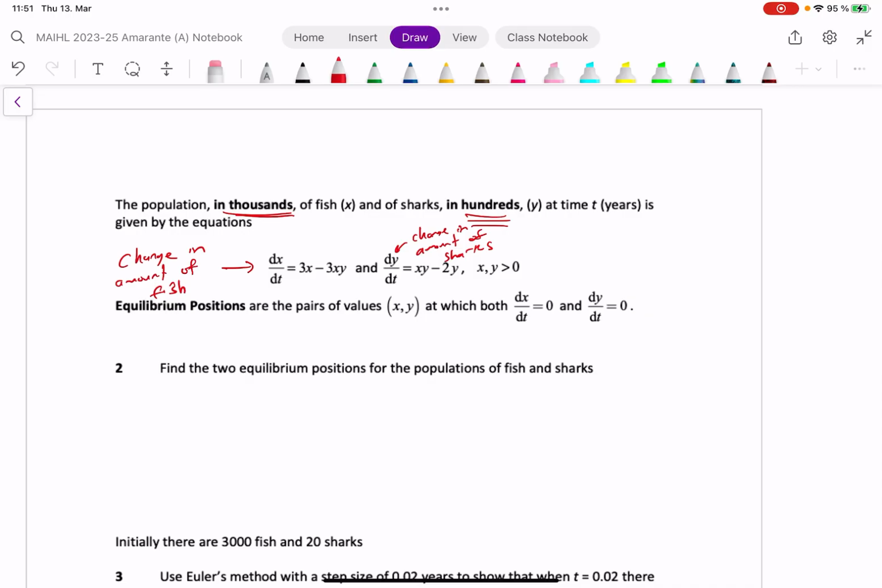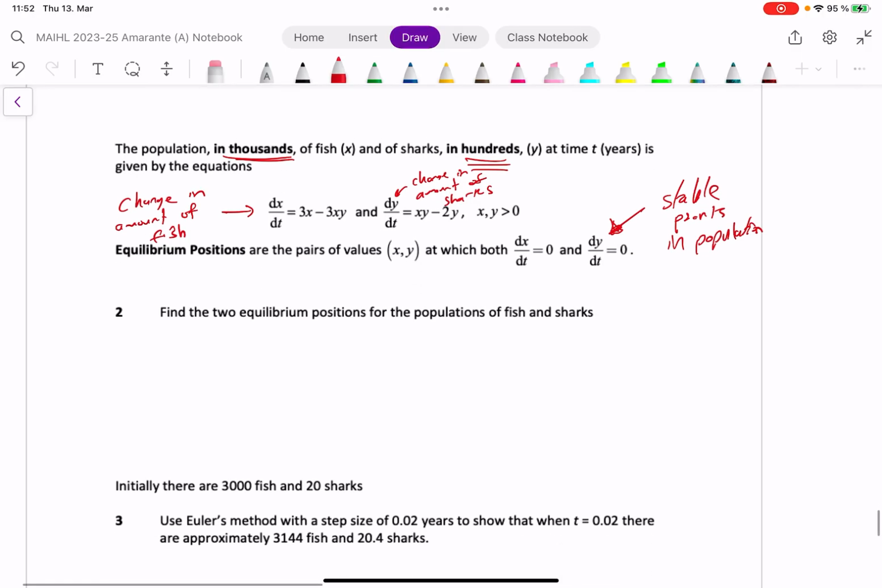So an important term is these equilibrium positions. Equilibrium positions are pairs of values x and y such that the change in x is 0 and the change in y is 0, right? Since it's equilibrium, they're these stable points in population. If the change in x and y are 0, then the populations aren't changing at all. They've hit this balance. They've hit these equilibrium positions.